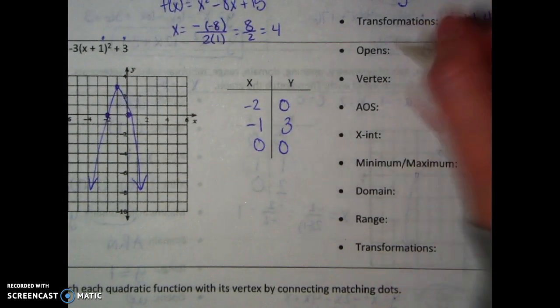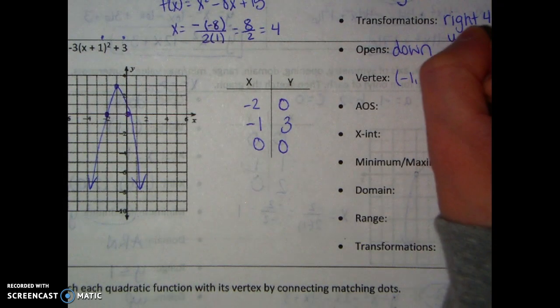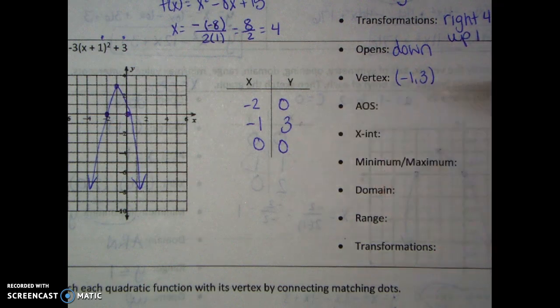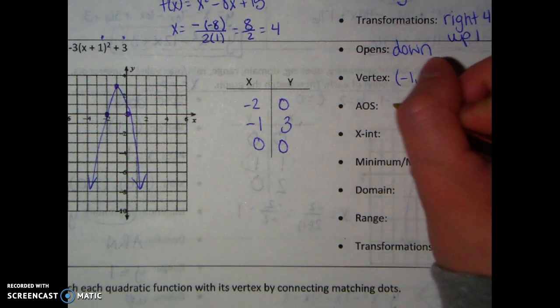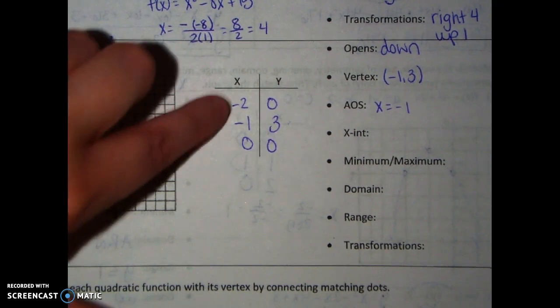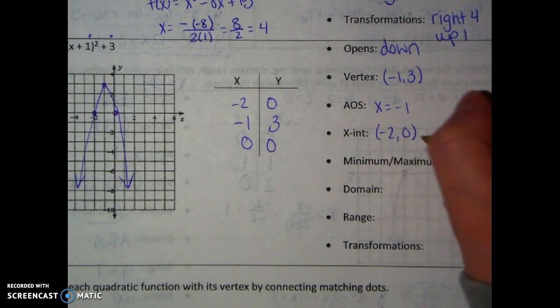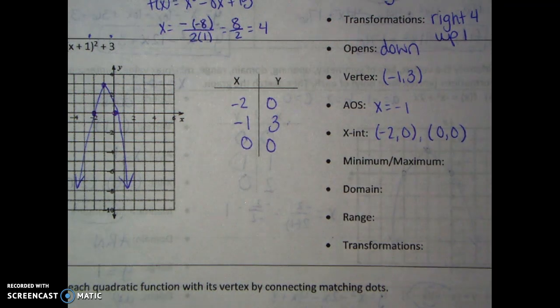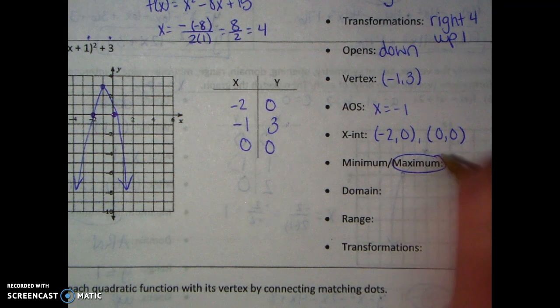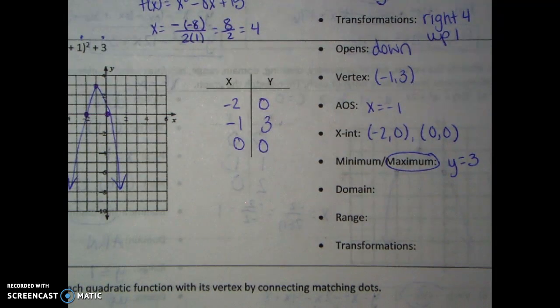Okay. This one opens down. And the vertex is negative 1, 3. Get that from right here. Axis of symmetry is x equals negative 1. And my two x-intercepts are the 2 where the y's are 0. So negative 2, 0 and 0, 0. It's a maximum because the vertex is at the top of the graph. And the maximum value is y equals 3. That's the highest y that you can get. Everything else has to be less than that.